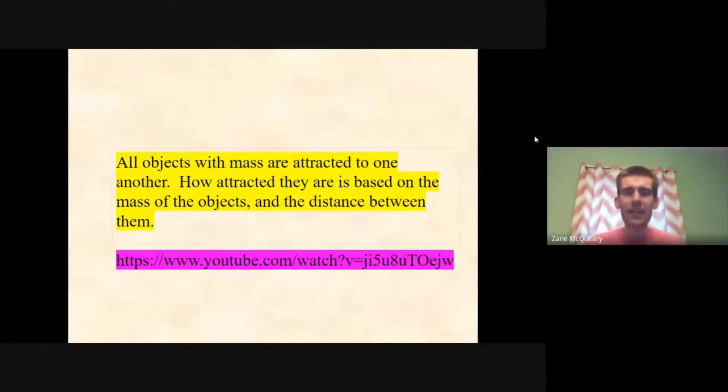So what that means is that everything in the universe is gravitationally attracted to something else. And there's a couple of things we can do to manipulate just how strong that attraction is. Namely, you can change the mass of those objects or the distance between the centers of those two objects.